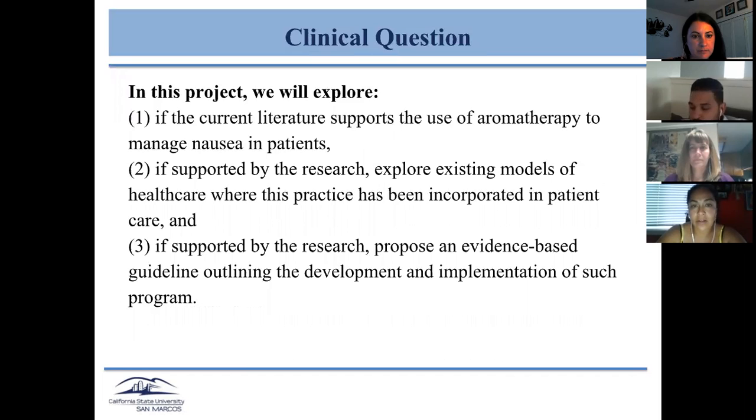Our clinical questions consist of 3 different questions. 1, if the current literature supports the use of aromatherapy to manage nausea in patients. 2, if the research supports this practice, explore existing models of healthcare where this practice has been incorporated in patient care. And 3, if supported by the research, propose an evidence-based guideline outlining the development and implementation of such a program.